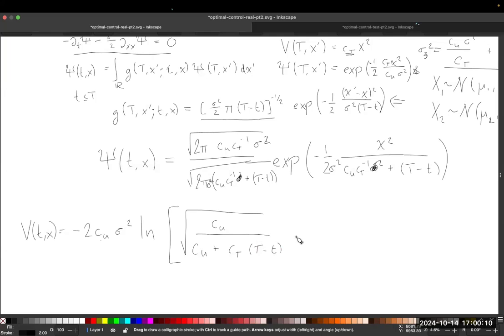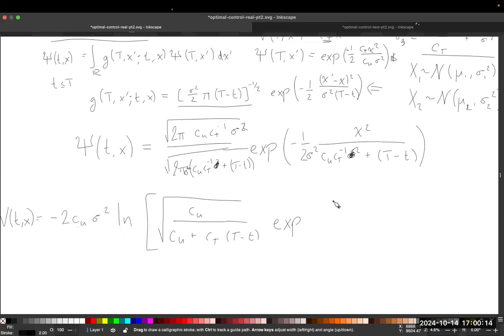Times the exponential of, let's write it out as, minus 1/2 sigma squared, Ct x squared over Cu plus Ct times T minus t.